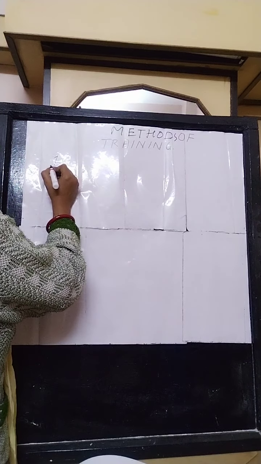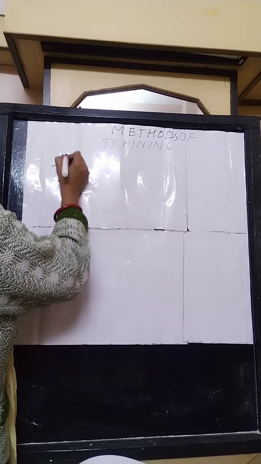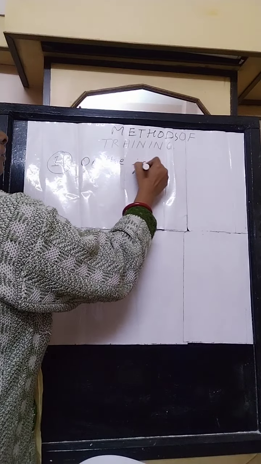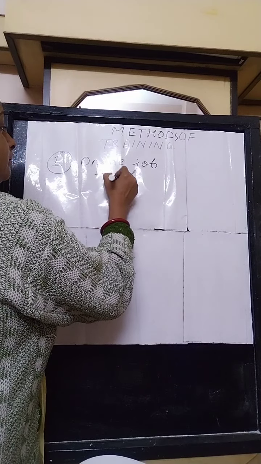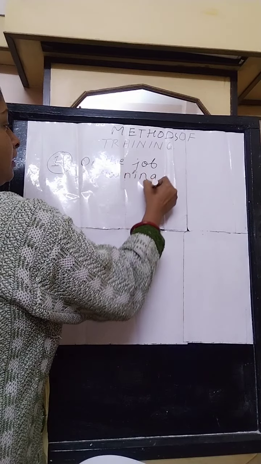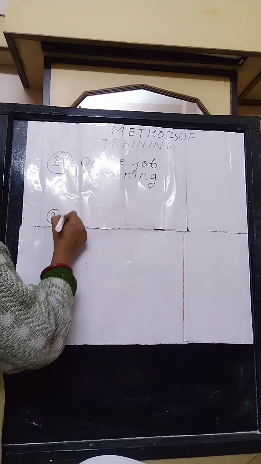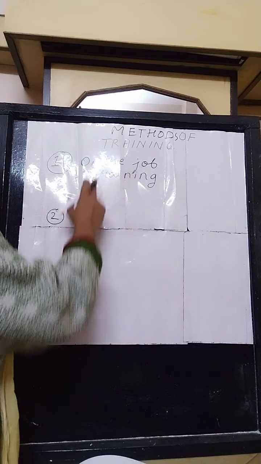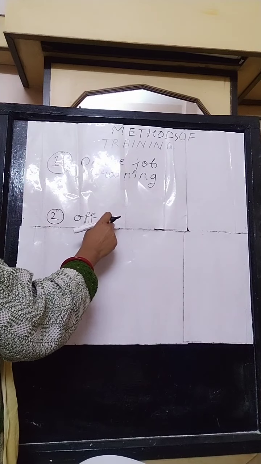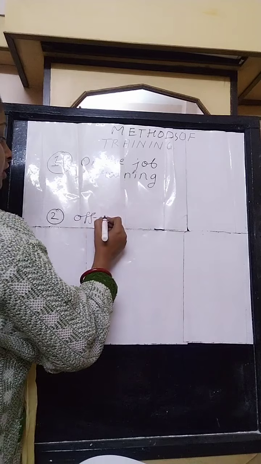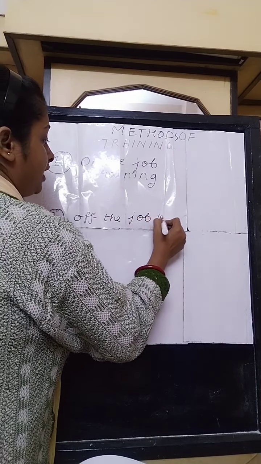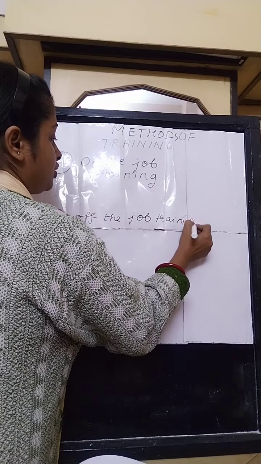First important is on the job training. And the second part is off the job training. Apart from these two, there are other categories also, but these two are the most important or most distinctive categories, that is on the job training and off the job training. These two are the most significant categories of training.